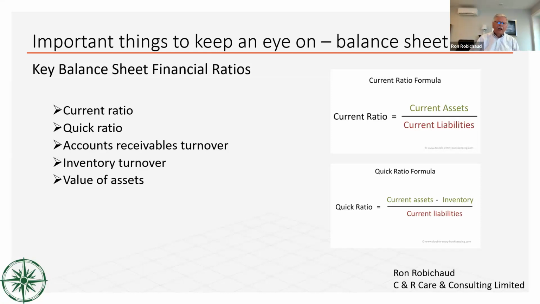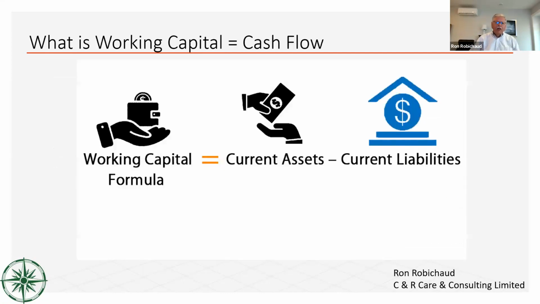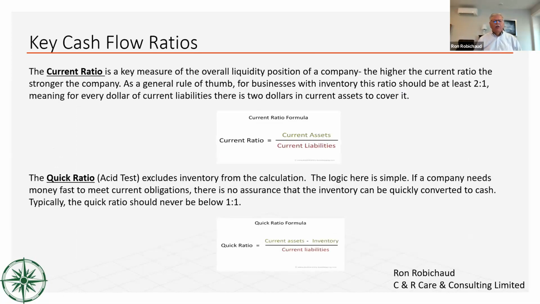So let's take a look at the current ratio and the quick ratio. When we look at the working capital, which is cash flow, it is basically your current assets minus your current liabilities. We talked about that a little earlier. Do we have enough money to pay off our current financial obligations that are due within the next 12 months? So the current ratio is a key measure of the overall liquidity position of the company. The higher the current ratio, the better you are. The lower, it indicates some signs of problems.